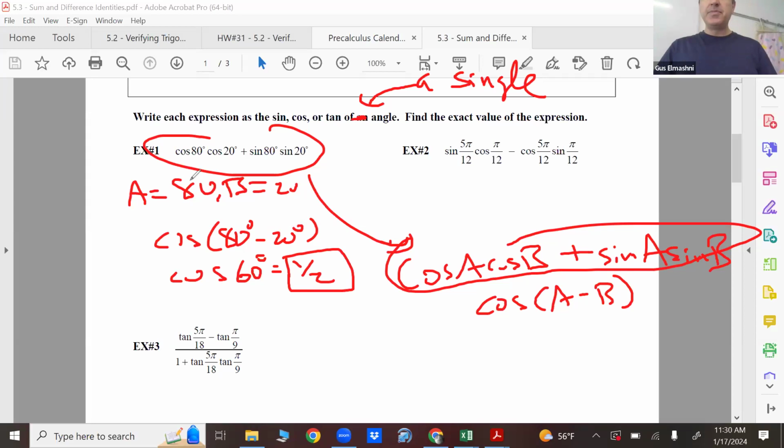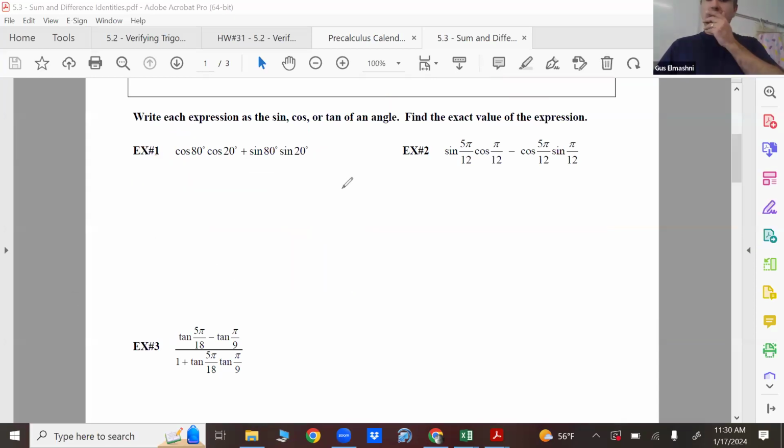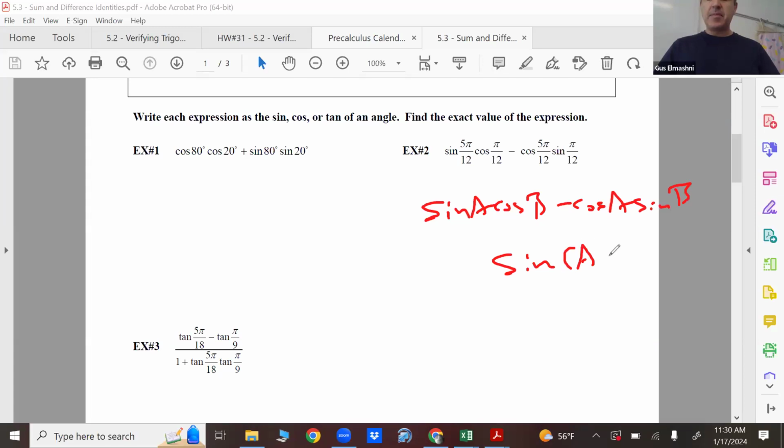Now for example two. Now the quiz is just verifying, so you don't need a unit circle for that. Example two, there's a minus in between, right? And there's a sine cosine, it's an alternation. So remember we saw this: sine A cosine B minus cosine A sine B. That's the same thing as saying sine of A minus B. Same exact thing.